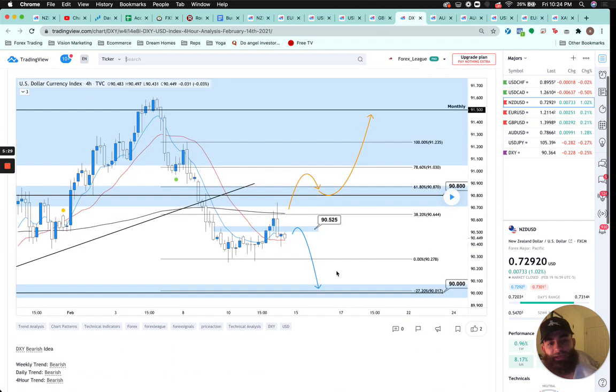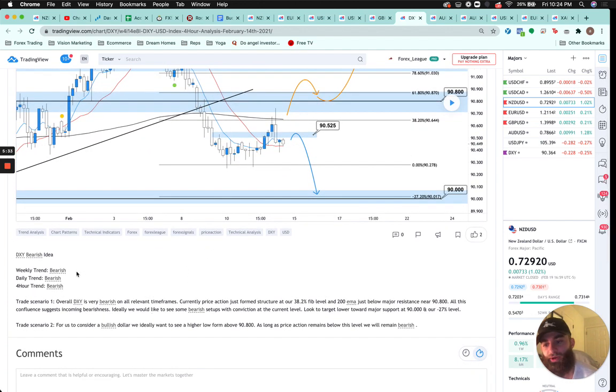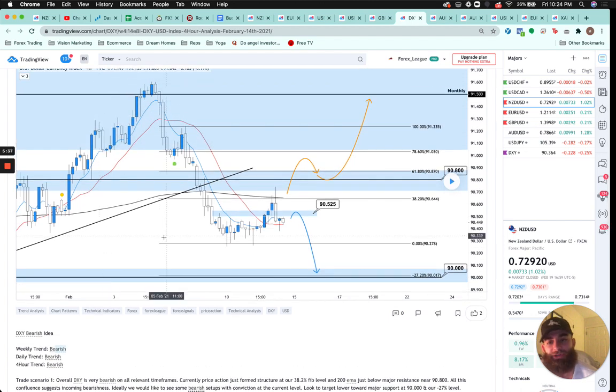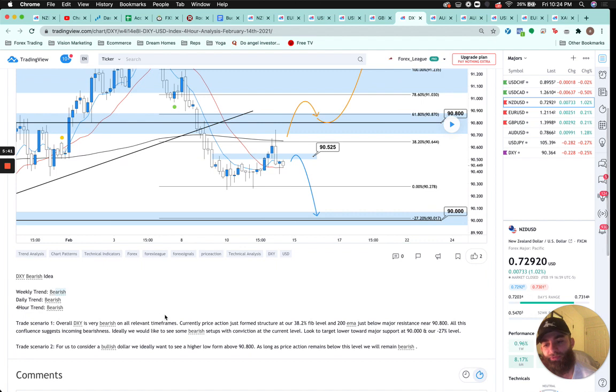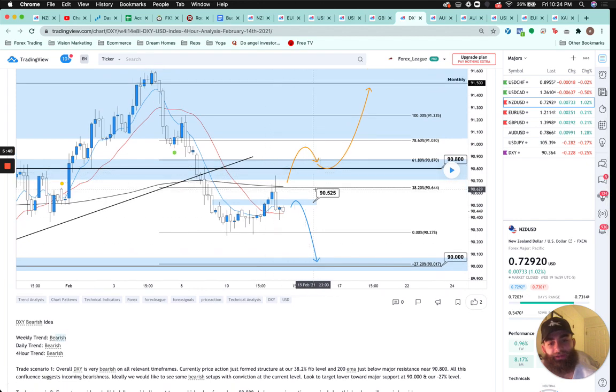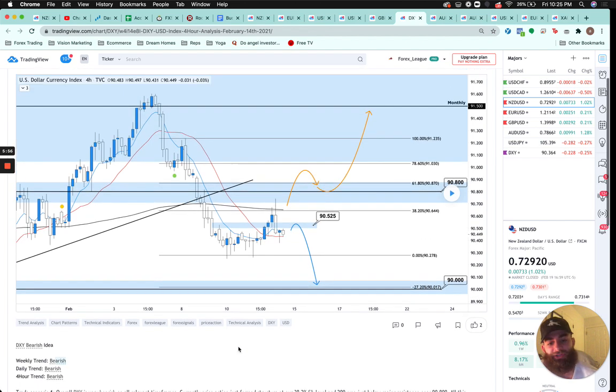Let's look at the dollar index. So going into the week, this is just the value of the US dollar. Let's see what this was looking like. Weekly trend was bearish, daily trend bearish, 4-hour trend bearish. So remember, when we're bearish on every time frame, we're most likely looking for more bearish movement. Overall, DXY is very bearish. Currently, price action has formed structure at 38.2, which we could see right here near the 9,800. All this confluence suggests incoming bearishness. Ideally, we'd like to see some bearish setups with conviction at this level.